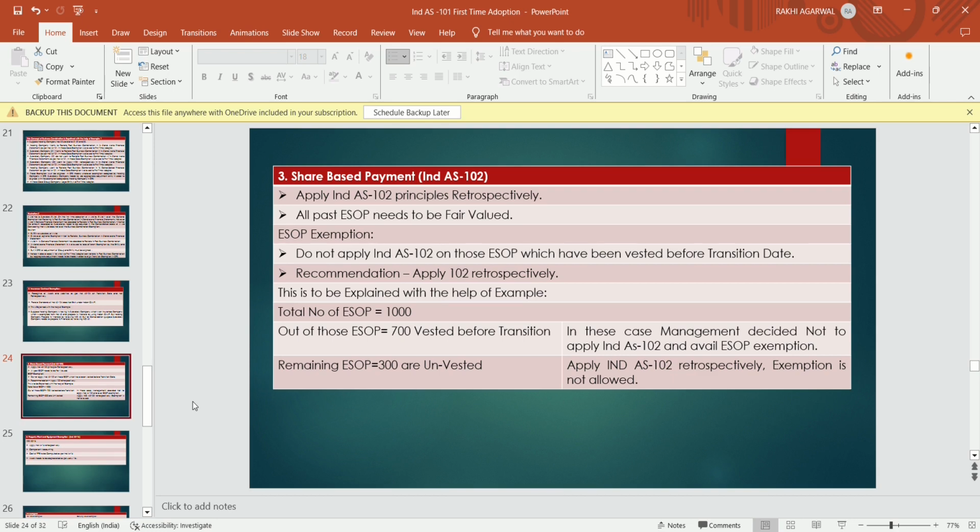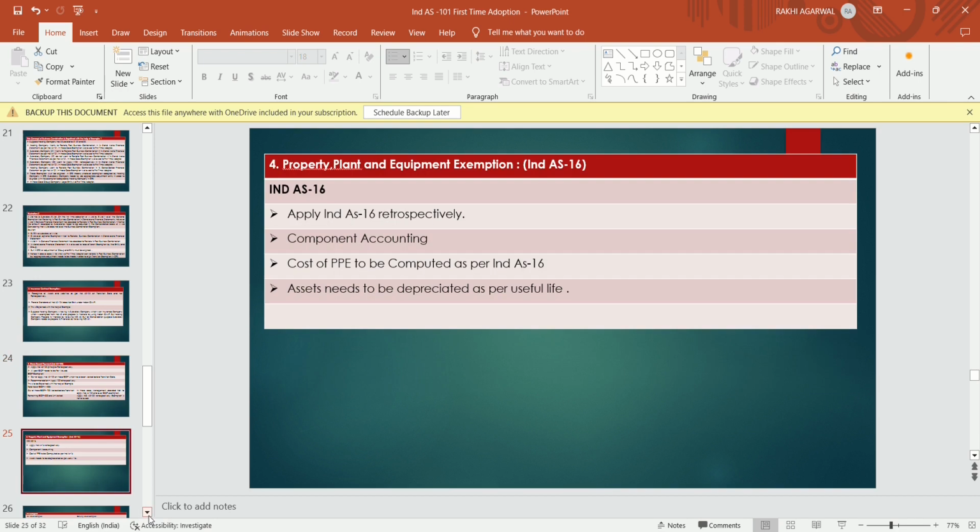Now, property, plant and equipment exemption as per Ind AS 16. Ind AS 16, what does it say? Apply Ind AS 16 retrospectively. Component accounting is there. Cost of PPE is to be computed as per Ind AS 16.